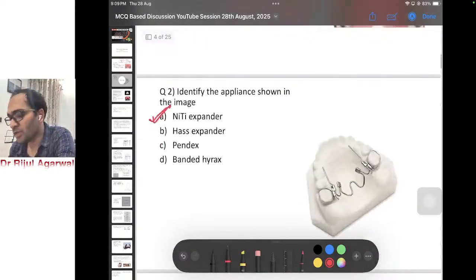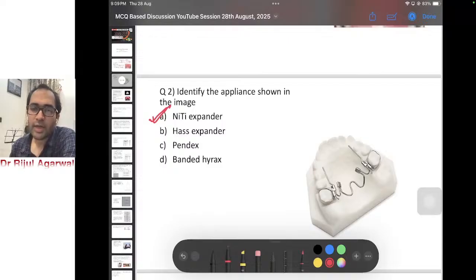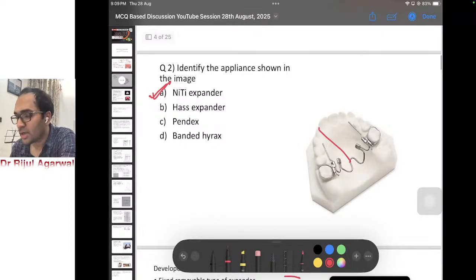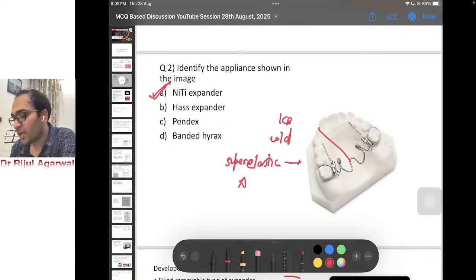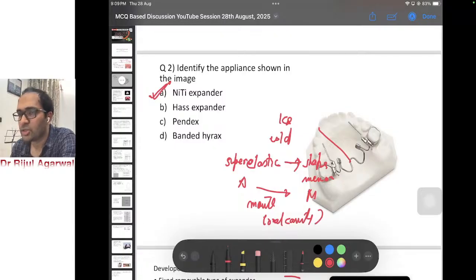We measure the interpremolar width and the width required, and based on that we select the size. We put this in ice cold, so it becomes deformed, becomes super elastic, austenitic, and when we put it in the oral cavity it becomes shape memory. That is, the martensitic to austenitic transformation occurs inside the mouth at high temperature. So these are a few other important points related to this.